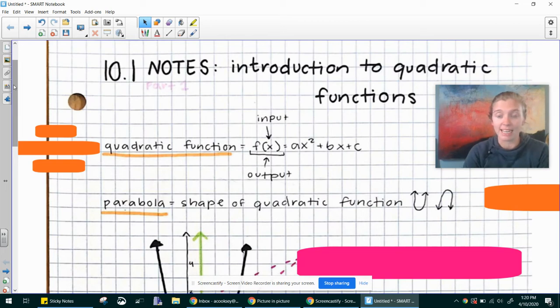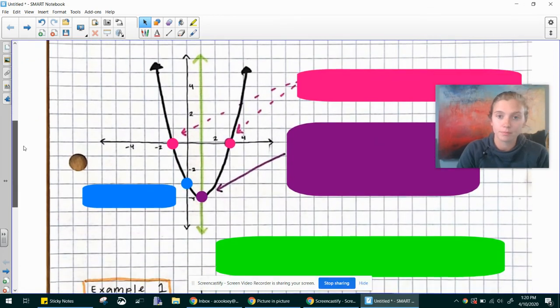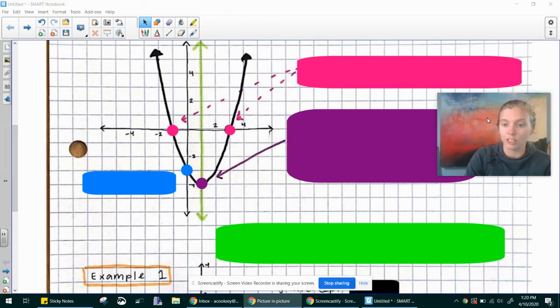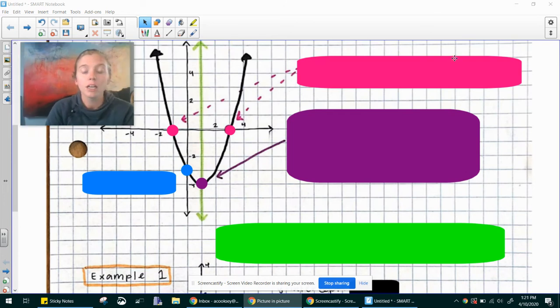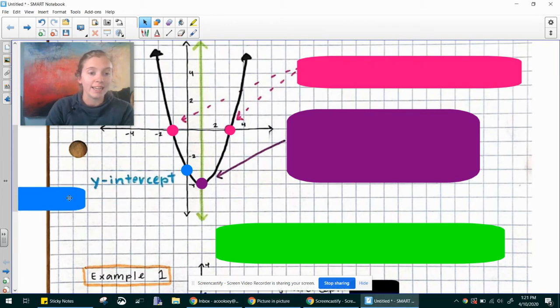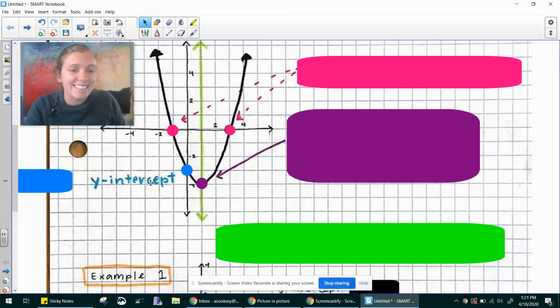So let's look at a quadratic function and actually break down what some of the parts are. So this is the first quadratic function we are going to look at. The first thing we're going to look at is the y-intercept of this quadratic function. The quadratic function is this darker U-shaped line right here. And the y-intercept is where that line crosses the y-axis. In this case, it's this blue dot that is our y-intercept. Remember, the y-intercept is wherever on the graph x equals 0 or where the line crosses the y-axis.